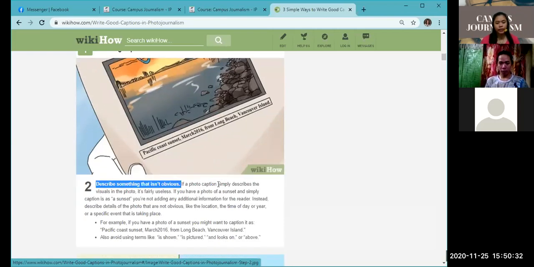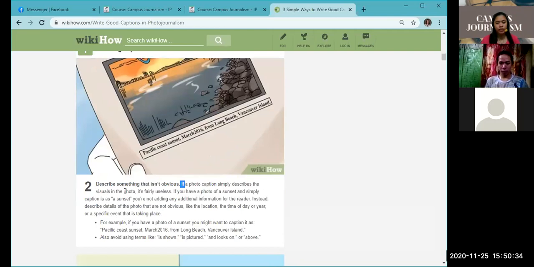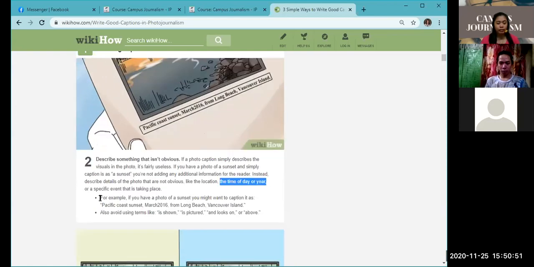Okay, so here, if a photo caption simply describes the visual in the photo, it's fairly useless. So if you have a photo of a sunset and simply caption it as sunset, you're not adding any additional information for the reader. Instead, you just describe the details of the photo that are not obvious. So like location, the time of year that you have taken the photo, and specific events that is taken.